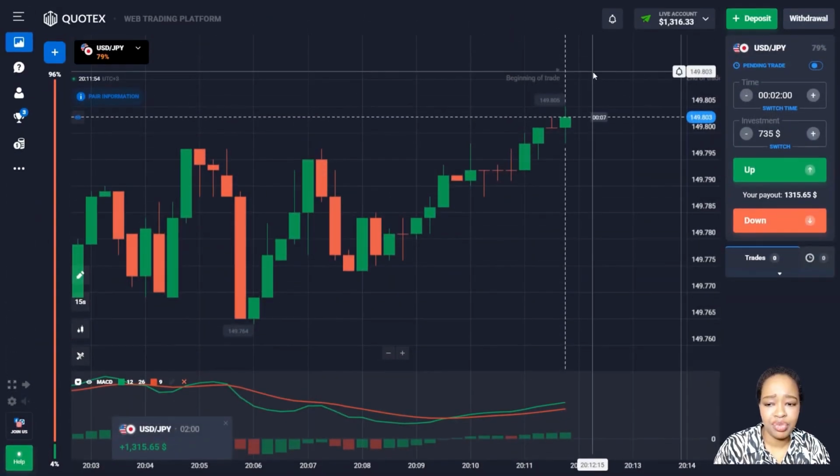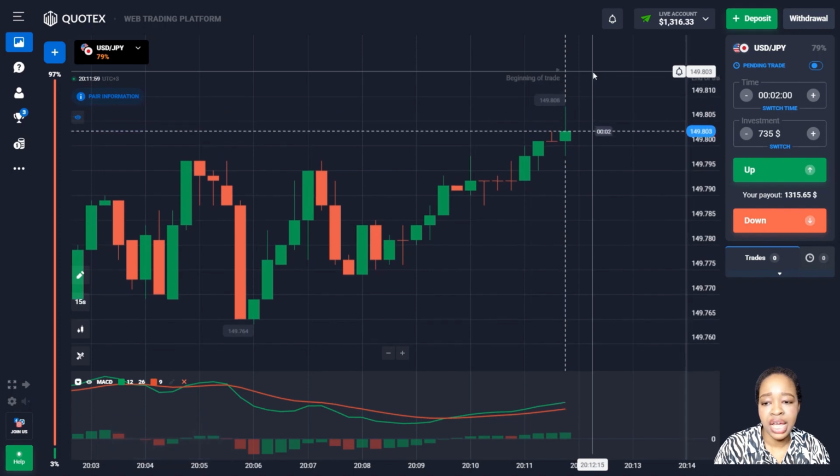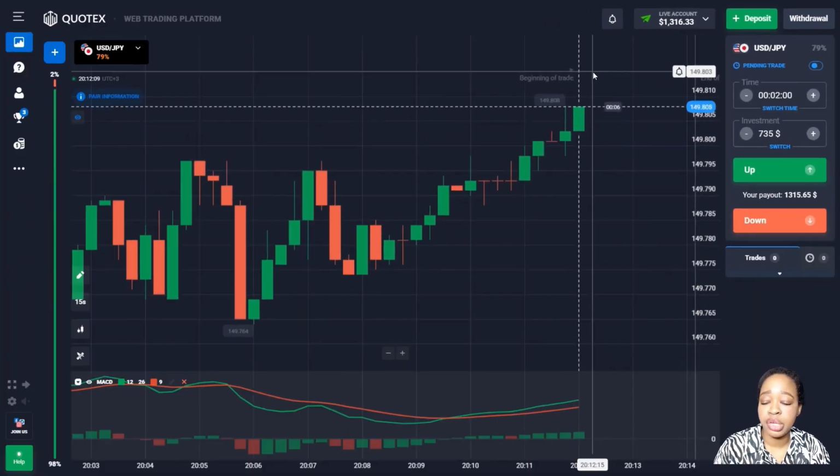This is excellent, friends. You can see the price show slight movement up and my trade closed higher than the entry point. Here I got a very good profit and now you can see my deposit is $1,000. So I'm confidently approaching my trading goal.